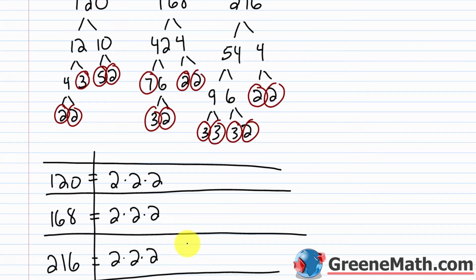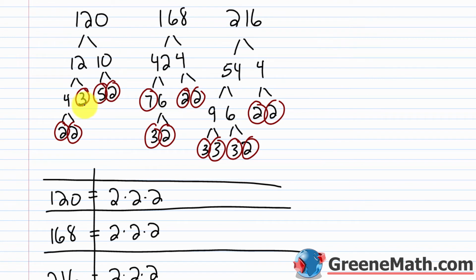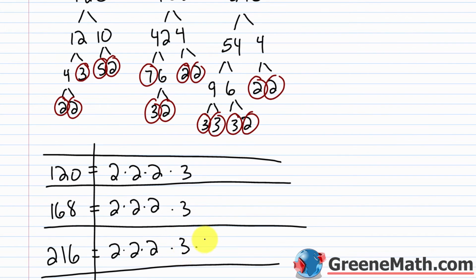And then going back to 120, I have 1 factor of 3. In 168, I have 1 factor of 3. In 216, I have 1, 2, 3 factors of 3. So what I'm going to do to make this obvious, I'm going to mark out what we're missing. Right? Only 1 factor of 3 is common to everything.